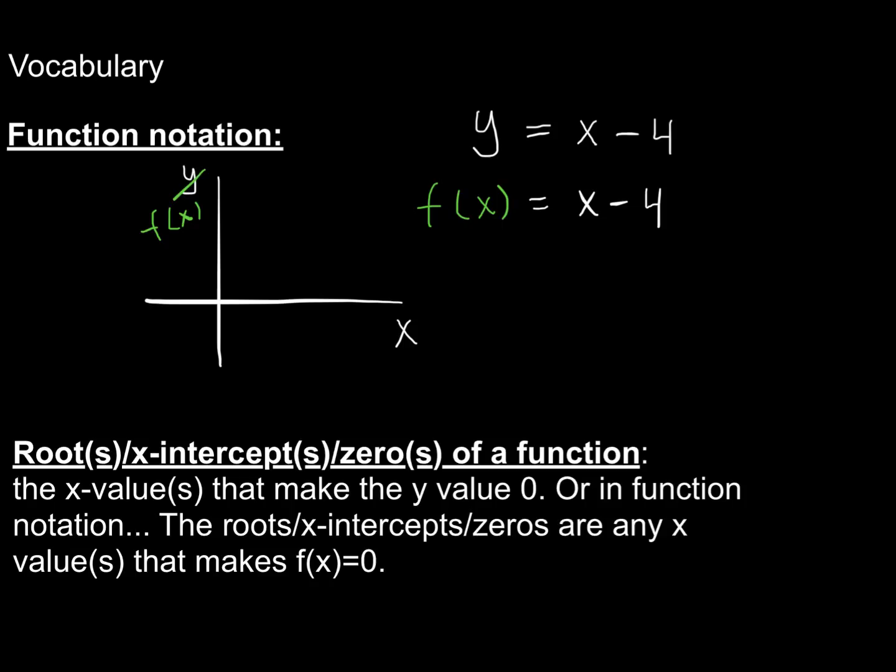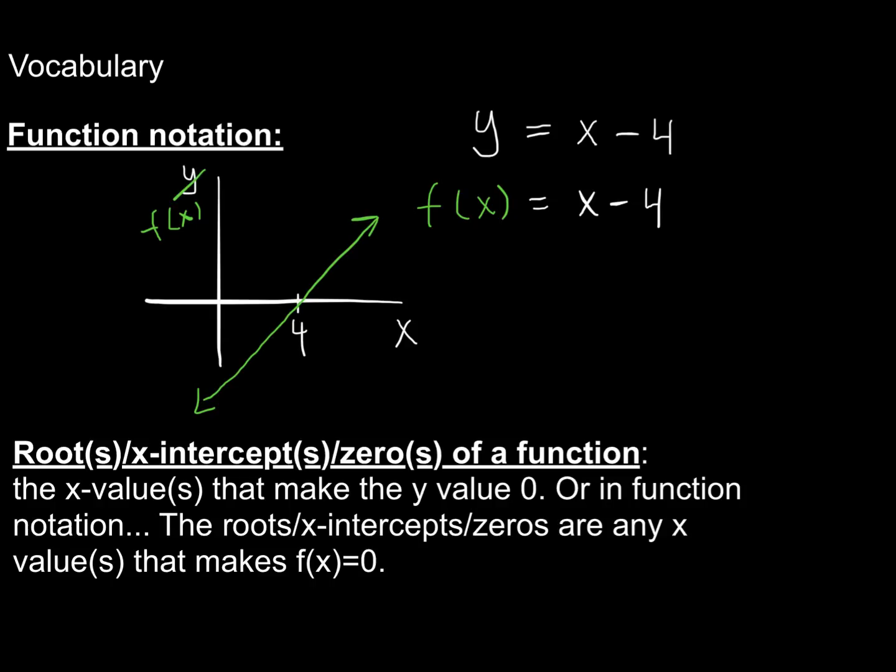All right, the next thing is something that you've seen before, certainly. Roots, x-intercepts, and zeros. They all mean the same thing, and they are the x values that make the y value 0. Okay, so for example, if I were to graph this function here, and I'll do that very quickly, it turns out that this function actually intersects the x-axis when x is 4. And of course, that value of 4 is what makes the y value, or the output, 0.